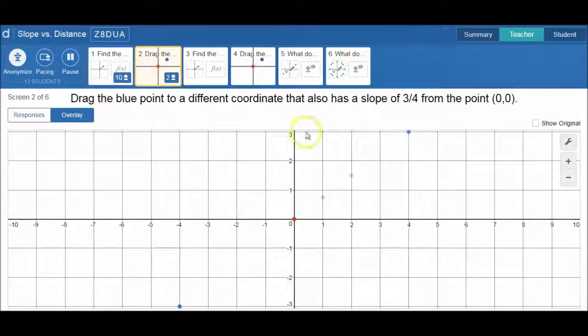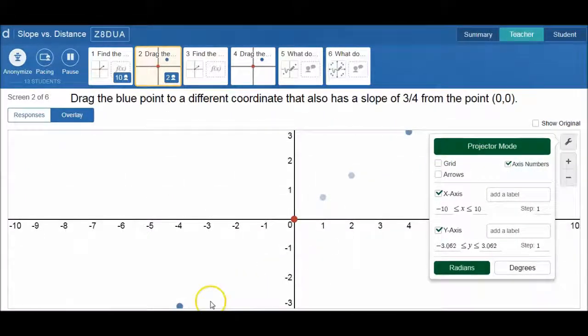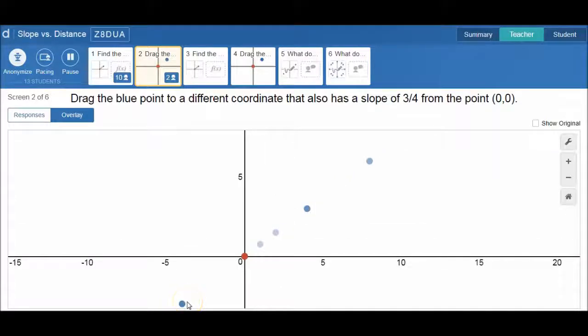When looking at the overlay, I found it helpful to change to projector mode, remove the grid lines, and zoom out. Together, we looked at the overlay and did a think, pair, share about the shape we saw in the graph. Remember, the darker the point, the more graphs that are overlaid there.